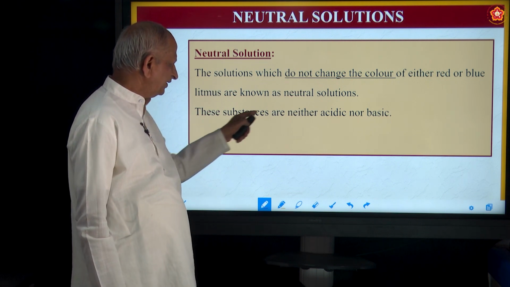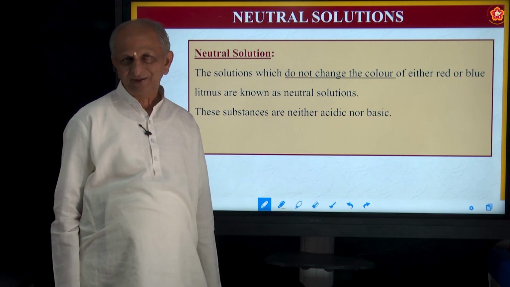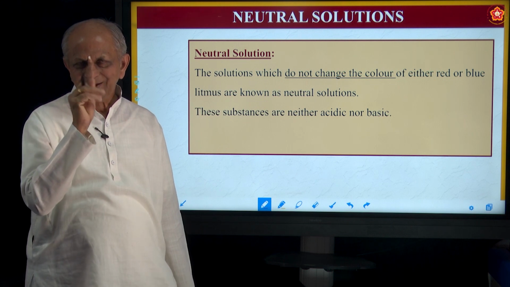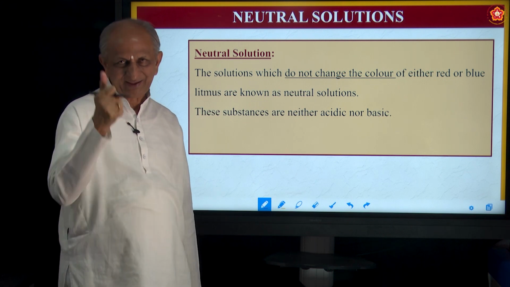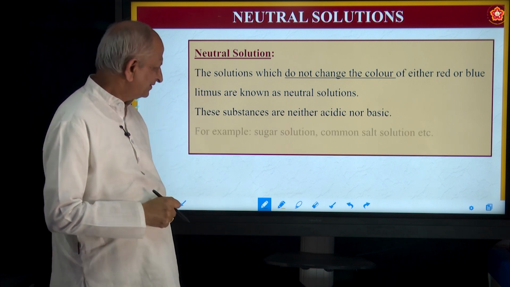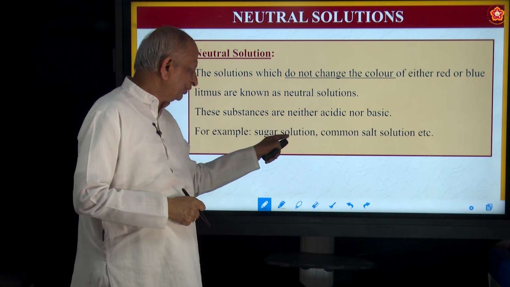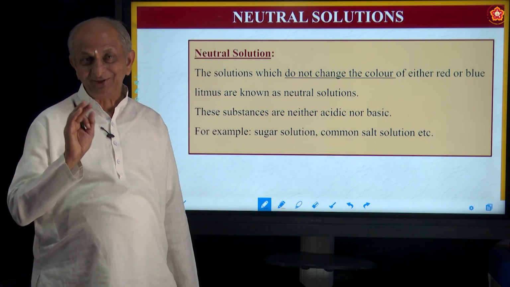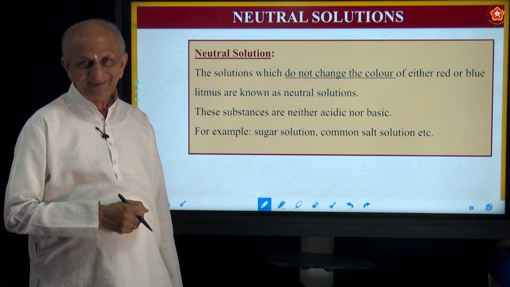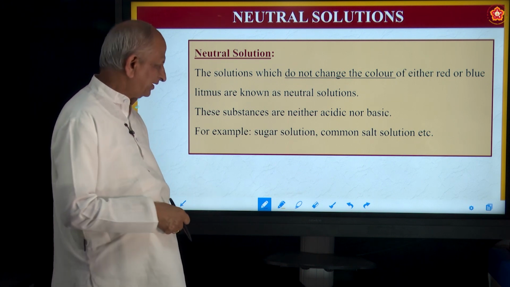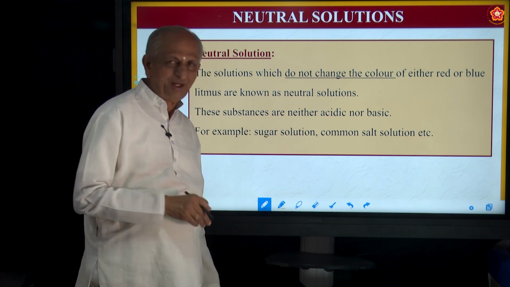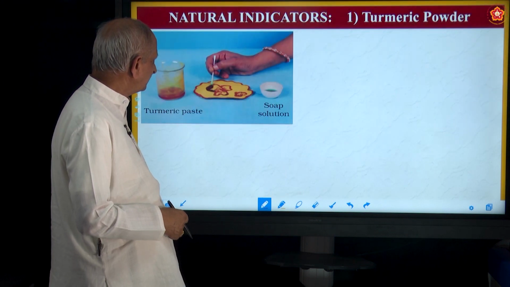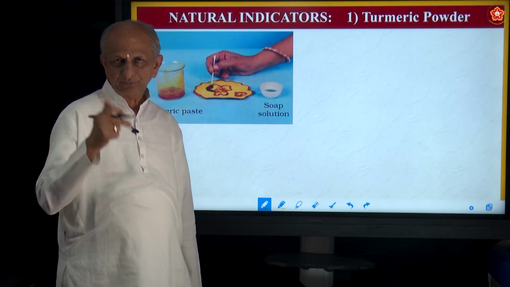So these substances are neither acidic nor basic. They will be tasty. The water you drink is neither sour nor bitter, correct? It is tasty. So, for example, sugar solution, common salt solution. Common salt solution is salty in nature, okay. But both of these do not change the color of litmus or indicators.